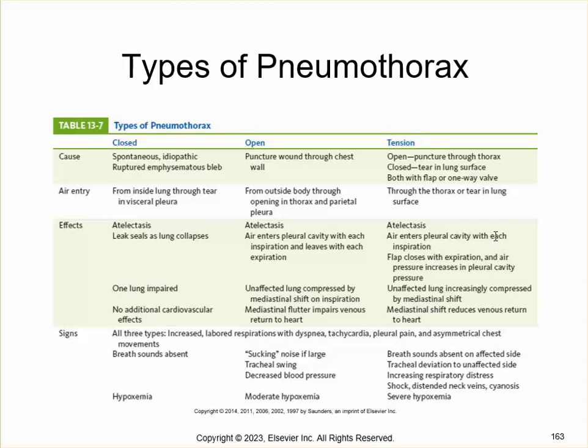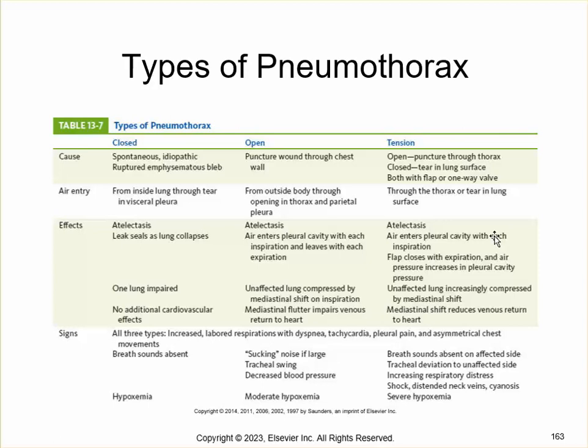It also can happen because of an opening in the chest wall. These are the things that you're going to see as paramedics after stabbings and gunshots and car accidents and things like that. So that's a puncture through the wall, and we call that an open pneumothorax.